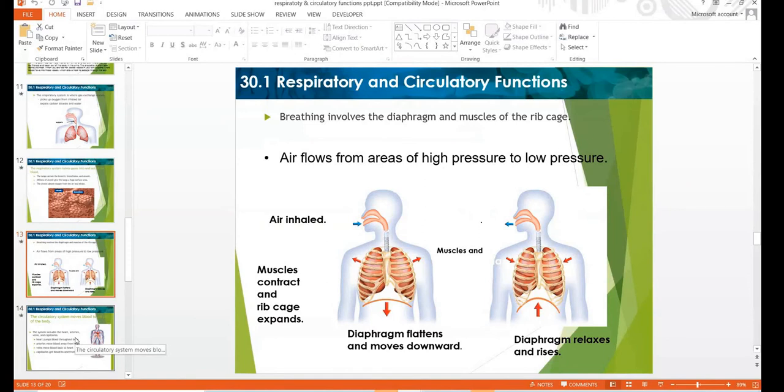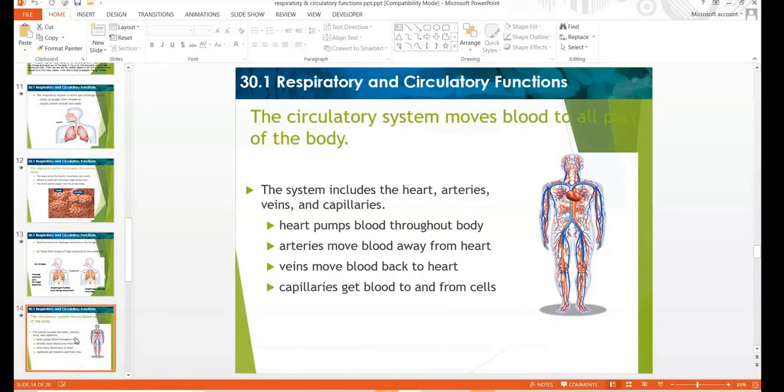Okay, so let's move ahead and discuss the circulatory system, and how it moves blood to all parts of the body. The function of the circulatory system is to transport oxygen and nutrients to body cells and to carry oxygen-poor blood and carbon dioxide back to the heart and the lungs. So what is the function of the circulatory system?